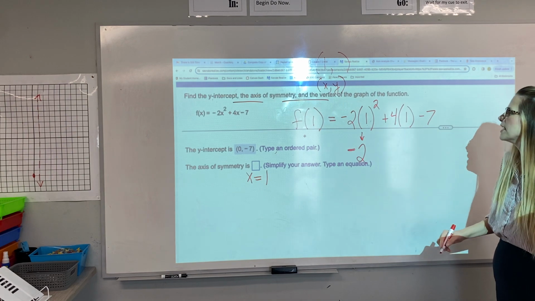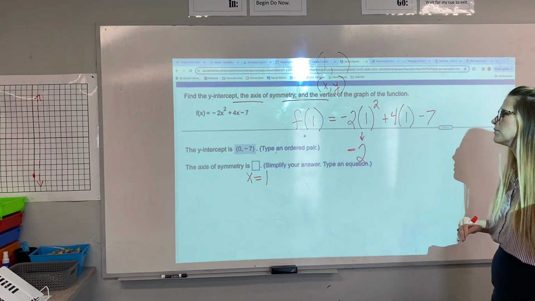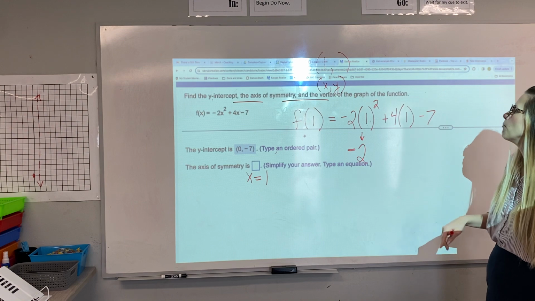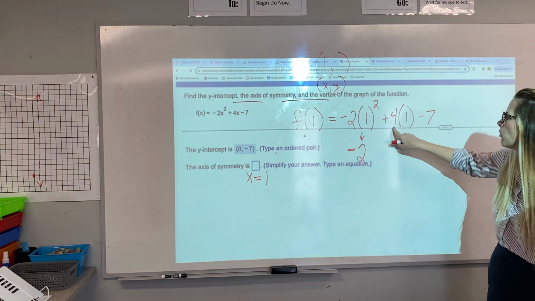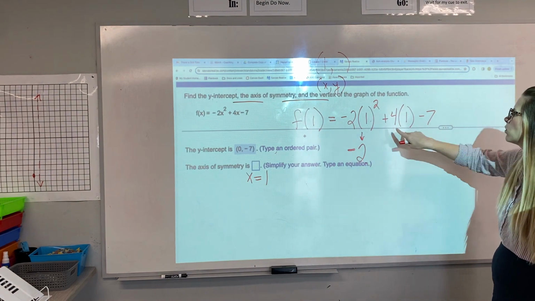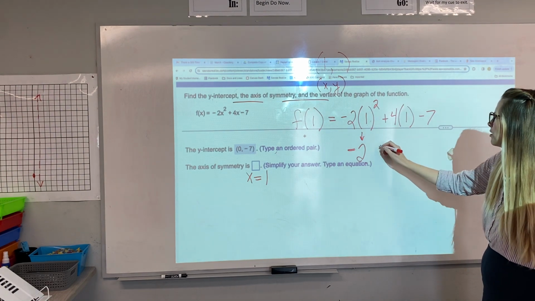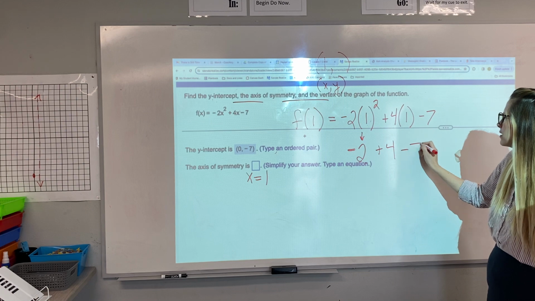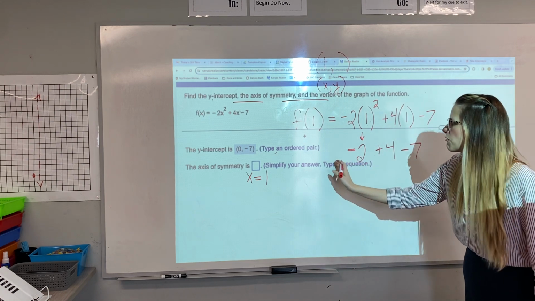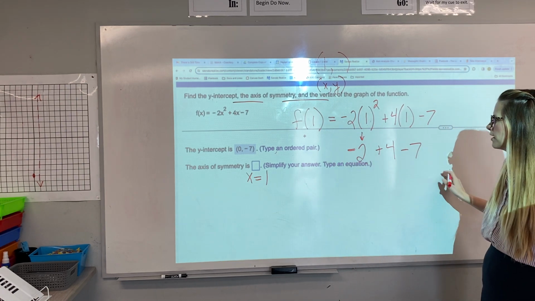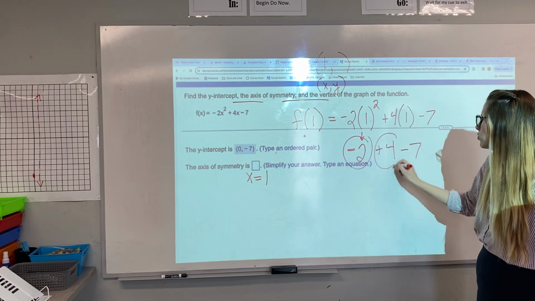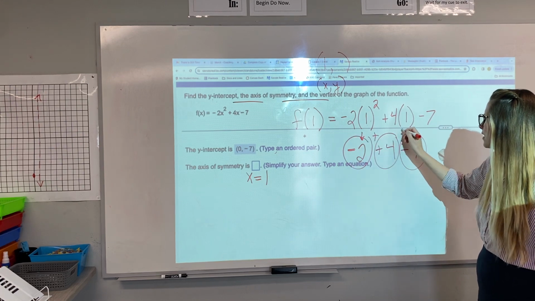Thank you. Now, next part about PEMDAS is we have to continue with our multiplication. Do not add 4 to this. We have to multiply the 4 times the 1 first, which will get us 4. So it's +4 minus 7. Then we go from left to right. Or we can just circle our terms with their signs and combine.